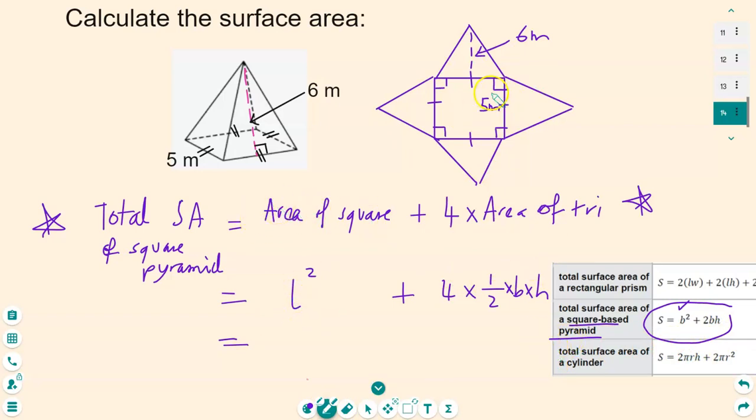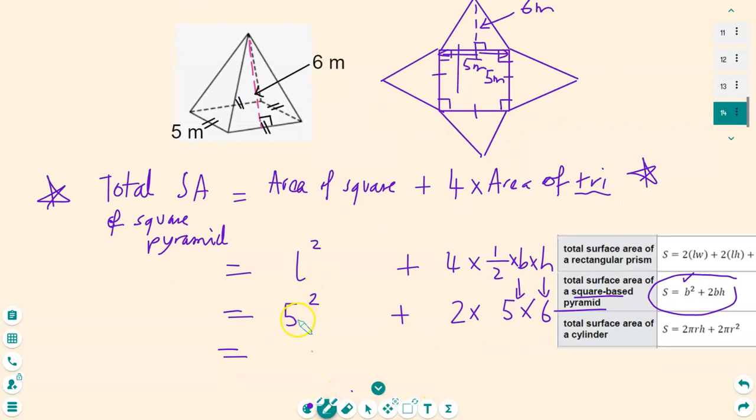So area of the square, length squared. What's the length of this square? 5. 4 times a half, which we know is 2, times the base times the height. So we're looking at the triangle for this part. The base of that triangle is 5, right? Because all these are equal sides. So 2 times 5 times the perpendicular height of that triangle.